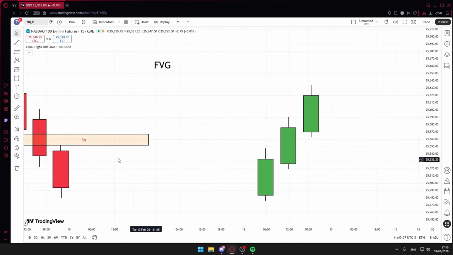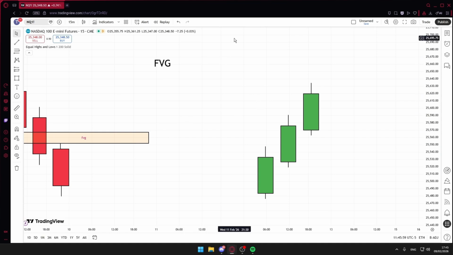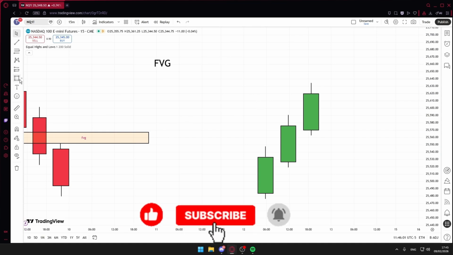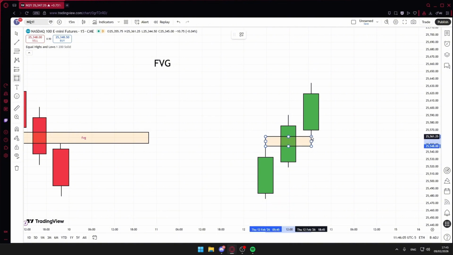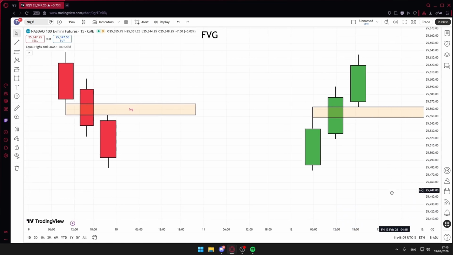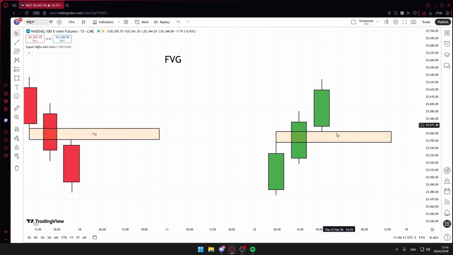And on the opposite side, you're going to find that we have the bullish fair value gap. And it's exactly the same. This here is the bullish fair value gap.